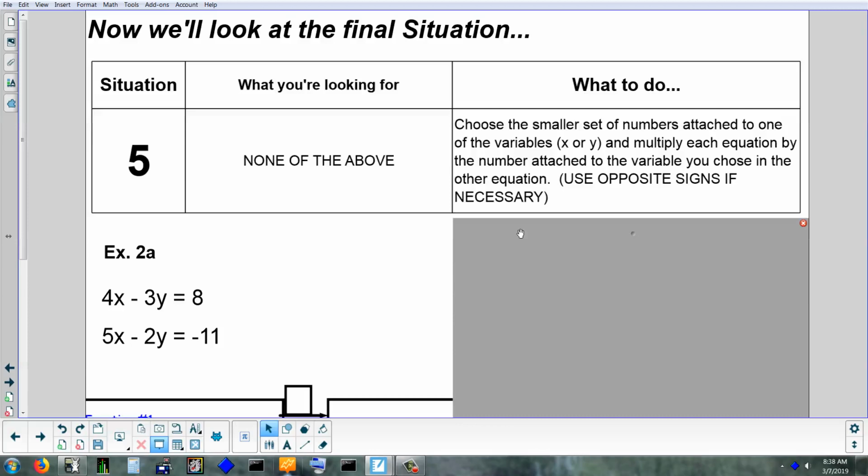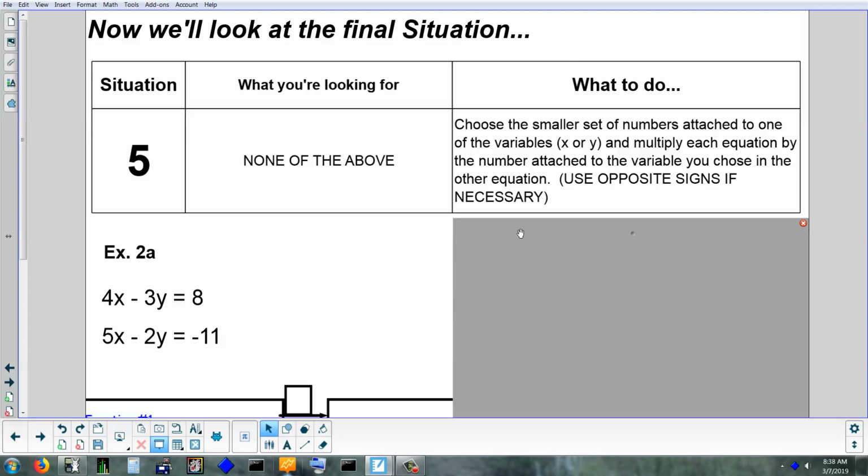And you're going to multiply each equation by the number attached to the variable you chose in the other equation. So let's say, for this one, I have 4 and 5, and I have -3 and -2. -3 and -2 are smaller than 4 and 5. So if it were me, I would choose to eliminate y. If you choose to eliminate x, you're not wrong. Just when you multiply, your numbers are going to be a little bit bigger.